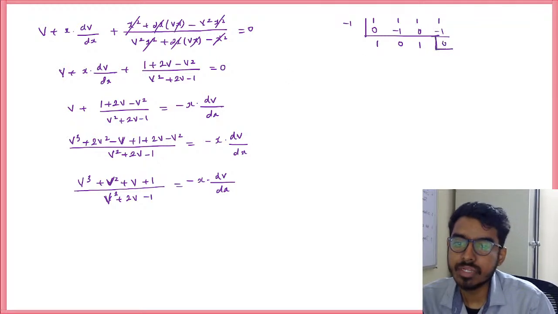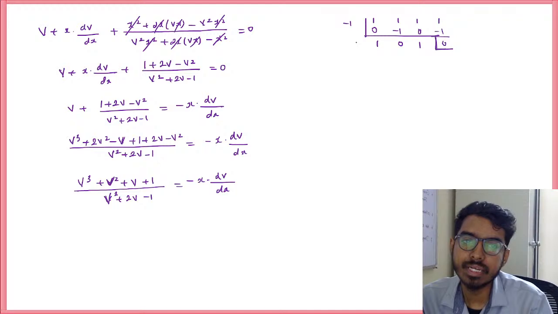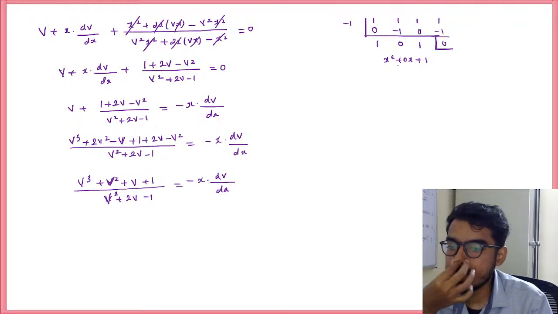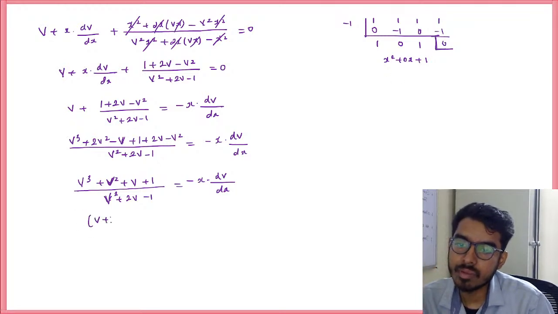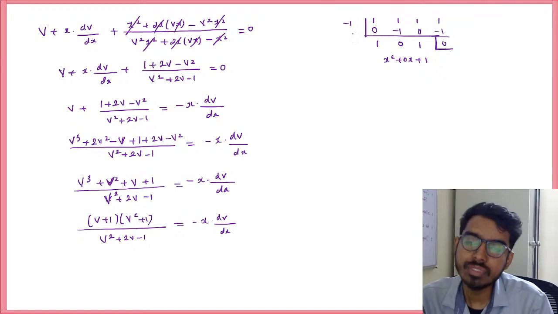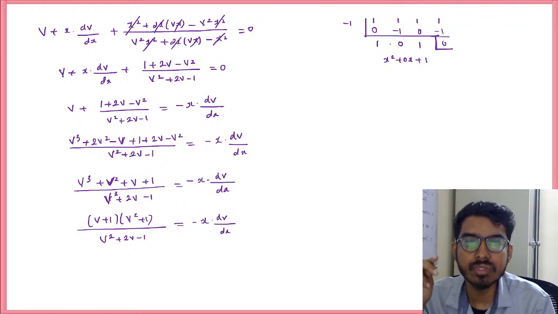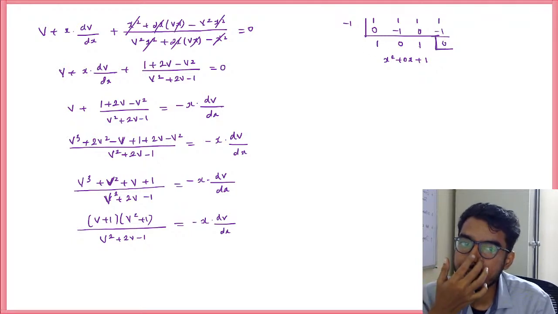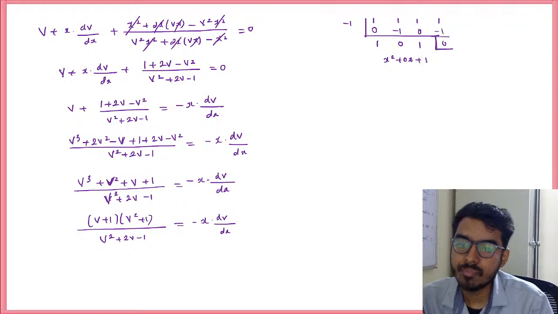So you can see minus 1 is a root for this cubic equation, x cubed plus x squared plus x plus 1. That means this can be written as (b plus 1) into (b square plus 1) divided by b square plus 2b minus 1. Just factorizing it, that's it, right? Minus 1 is a root means b plus 1 is a factor. The other factor is b square plus the constant term 1.